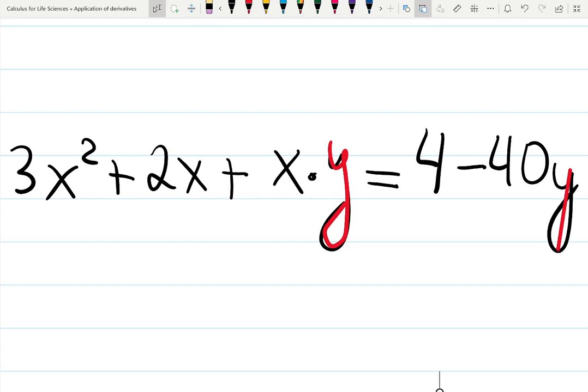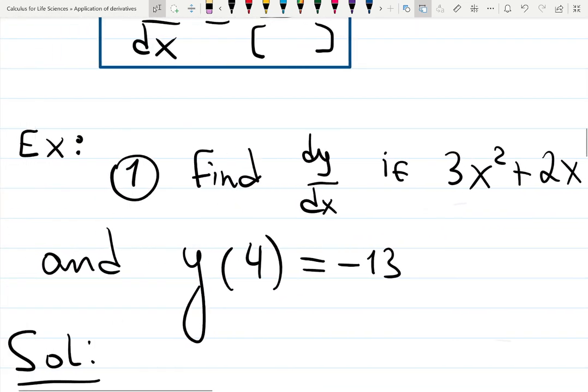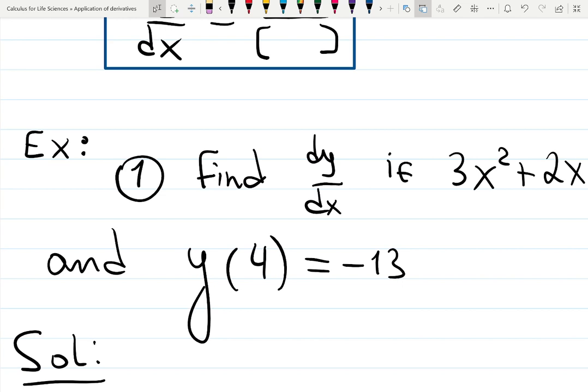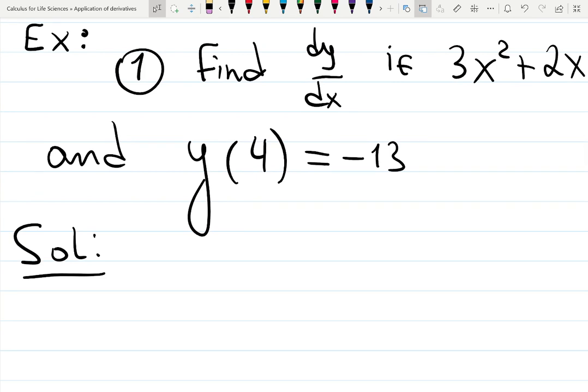3x squared plus 2x plus xy equals 4 minus 40y. And then at the end, they ask us to plug something, which we're going to do at the end. Plug 4 and minus 13. I will explain what it means later. Let's do implicit differentiation. Step 1.